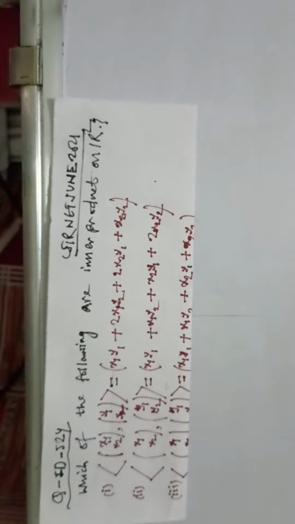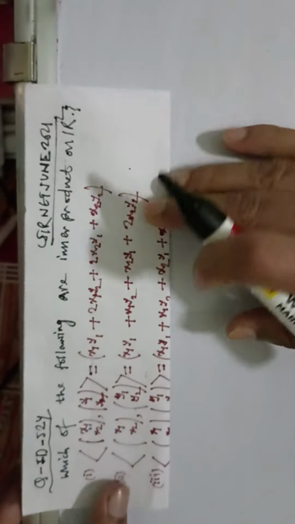So I'm going to option 1. For option 1, you have to write the matrix and see whether the matrix is symmetric, a11 positive, a22 positive, and determinant positive. If it satisfies, then it is an inner product, no problem. So you have to write the matrix for each option.